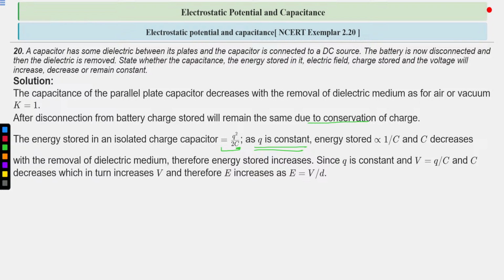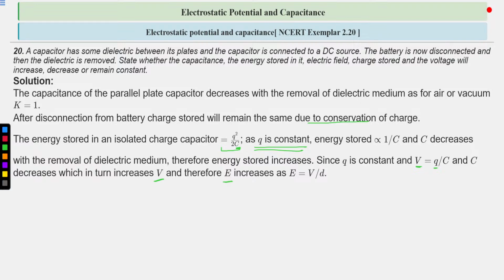C decreases with the removal of the dielectric medium, because we removed the dielectric. Therefore, energy stored increases. Since Q is constant and V equals Q by C, V is also inversely proportional to C. As C decreases, V increases. And therefore E also increases, because E equals V by D.